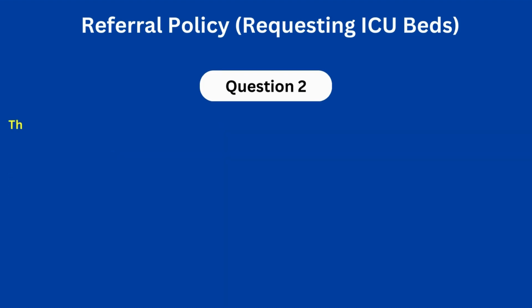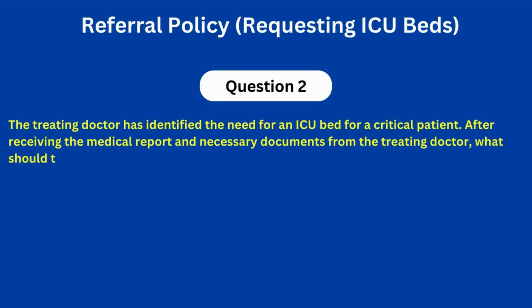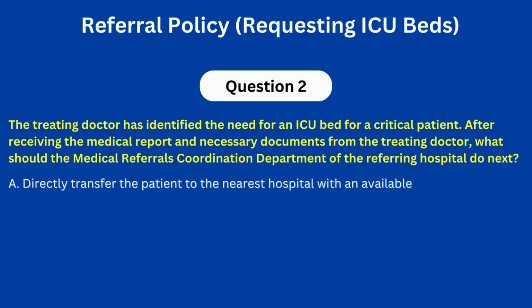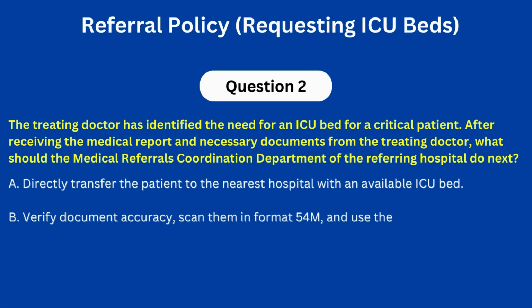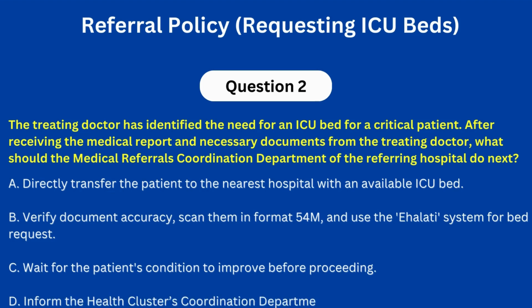Question 2. The treating doctor has identified the need for an ICU bed for a critical patient. After receiving the medical report and the necessary documents from the treating doctor, what should the medical referrals coordinator department of the referring hospital do next? A. Directly transfer the patient to the nearest hospital with an available ICU bed. B. Verify document accuracy, scan them in format 54M and use the allocation system for bed request. C. Wait for the patient's condition to improve before proceeding. D. Inform the Health Clusters Coordination Department about the case.